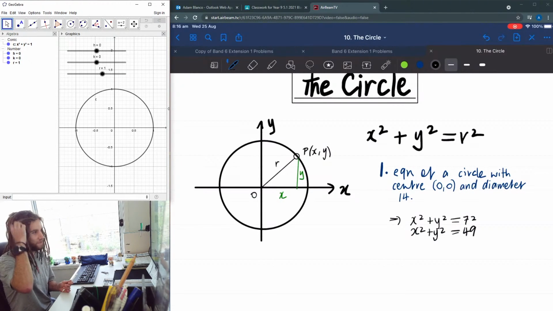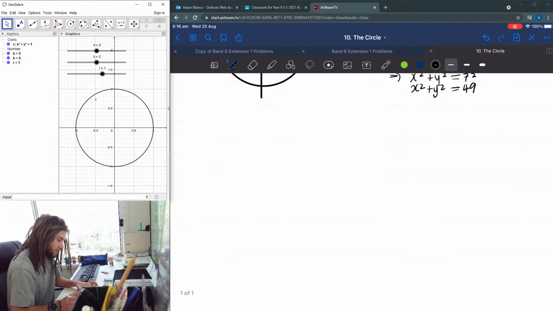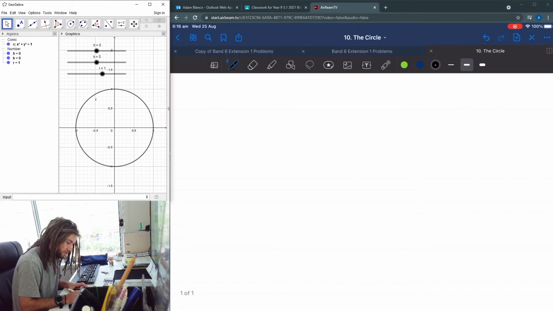If you were in 5.2, that's actually as far as you go. Let's think about this. Let me draw another circle.